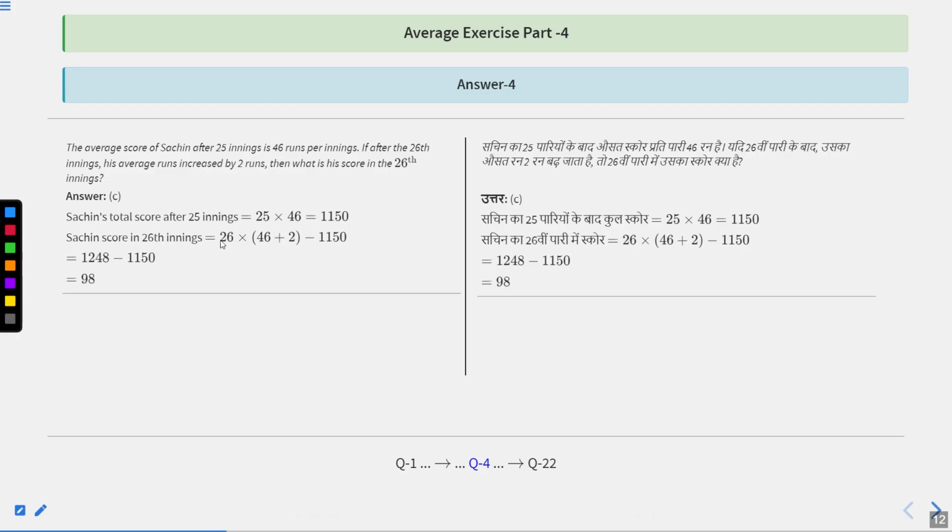After 26 innings, the average is increased by 2. So what will be the total score after 26 innings? We can calculate it by multiplying 26 by 48, because the average is increased by 2. So 46 plus 2 becomes 48. When we calculate it, we get the 26th inning score as 98. Clear? C is the correct answer. Next one.